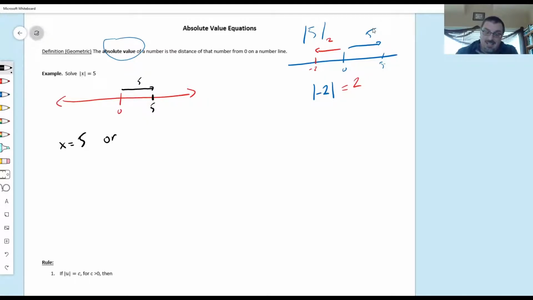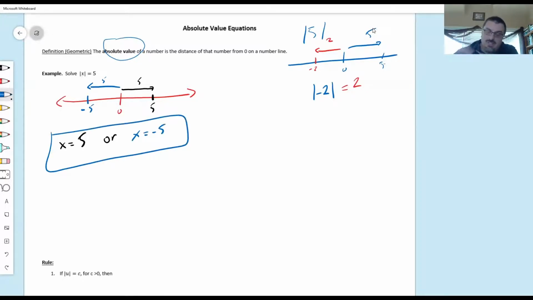Or if I travel left, I'm going to go this way, a distance of positive 5, which puts me at position of minus 5. So for a simple one, we solved it. Either it's plus 5 or it's minus 5.